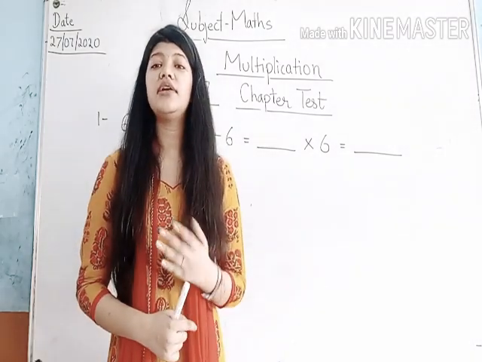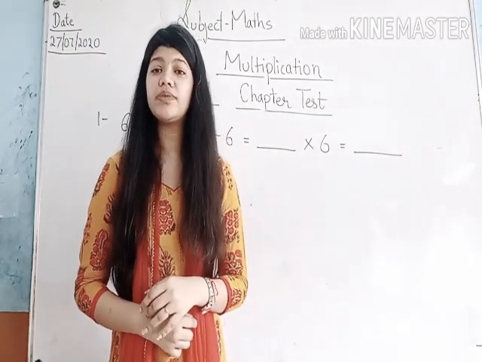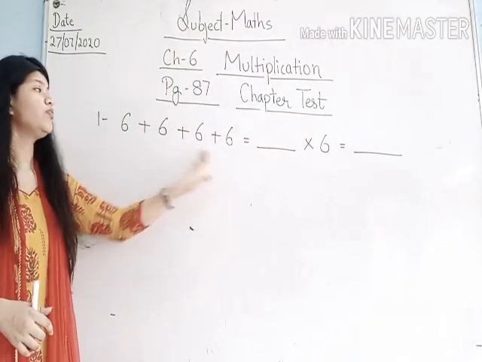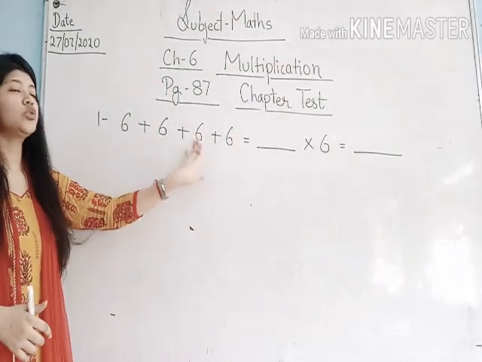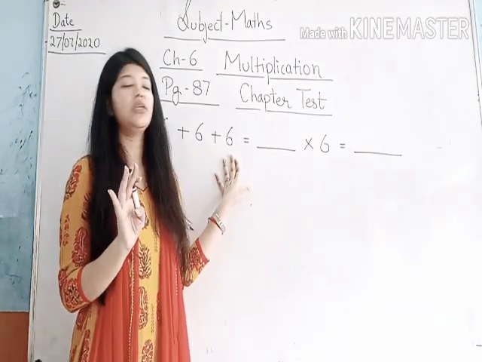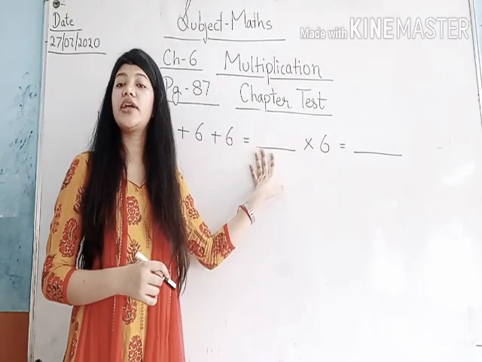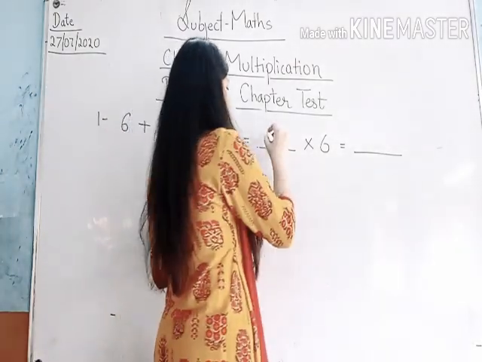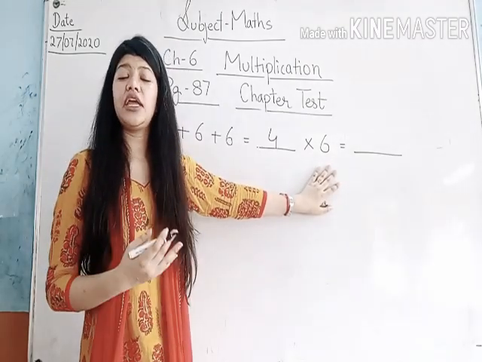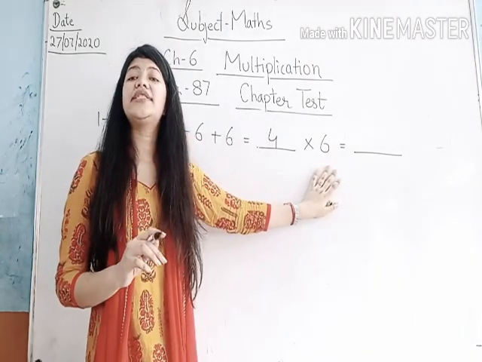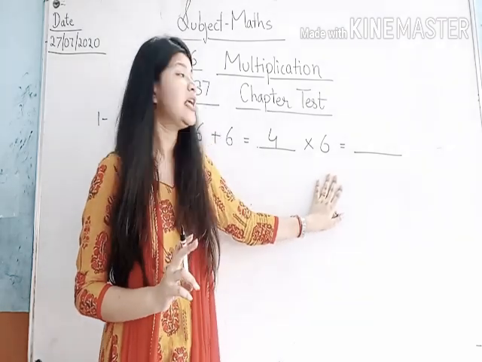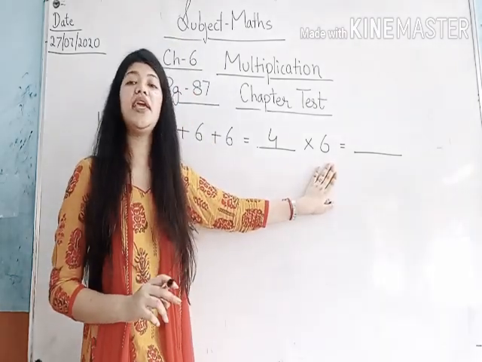Our first factor tells us how many equal groups there are. So let's count how many equal groups there are. 1, 2, 3, 4. There are 4 equal groups. So our first factor will be 4. Now why have we written 6 as the second factor? Because there are 6 items in each group. So here the second factor will be 6.